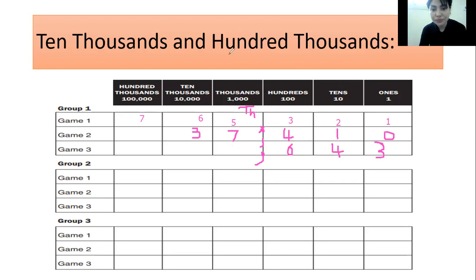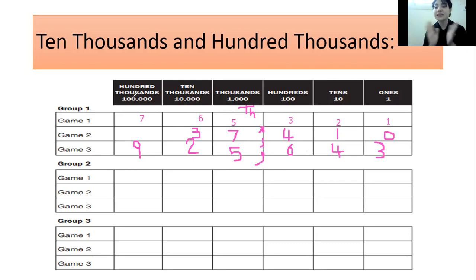If I write here 5, it will be 5,643. What is the place value of 5? Thousands. If I write 2, it will be 25,643. What is the place value of 2? 10,000s. If I write another number 9, what is the place value of 9? 100,000s. How do I read it?